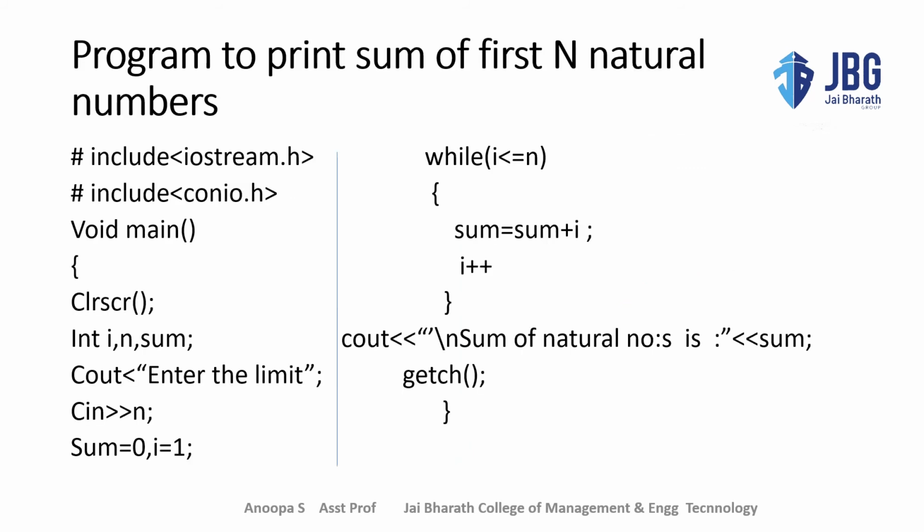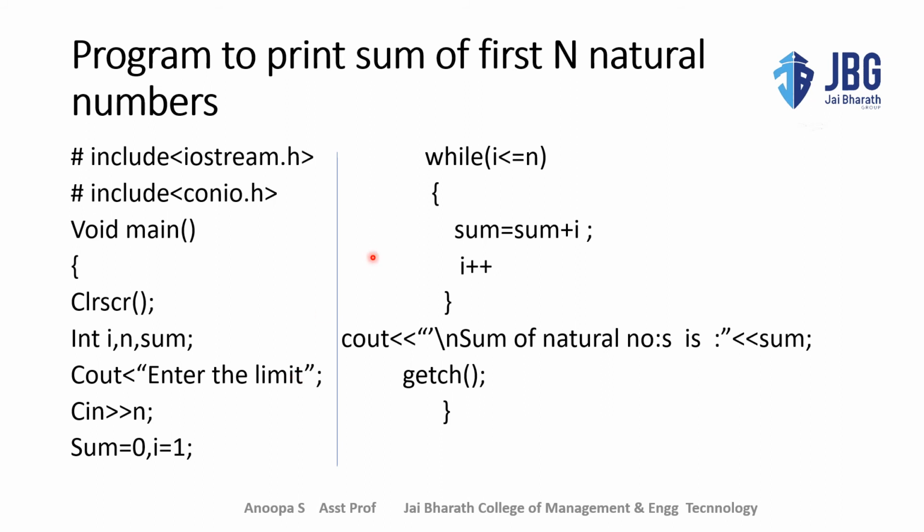So let us see an example for the while loop. This is an example to print the sum of the first n natural numbers. I have included the header files and we are opening the main function. Clear screen. See, I am declaring three variables i, n and sum. I is used as the loop control variable, n to find n natural numbers. So how many numbers I have to give, that count is stored in n, and the sum is stored in sum. The first statement, enter the limit, that is up to what number I have to find the sum.